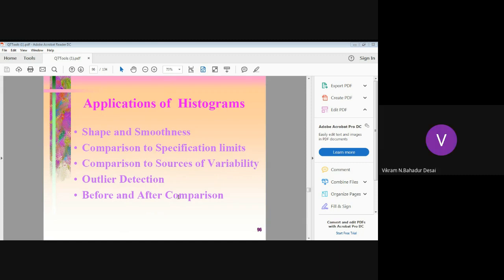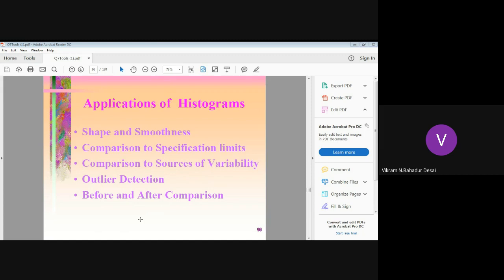So the application of the histogram: comparison of two specification limits, comparison of sources. It will give variability. What are the outliers present? Outlier means sometimes, due to some unforeseen conditions, he will take some 45 minutes, right? So that is detected as an outlier. It is crossing some limit, right? 38 minutes, whatever standard deviation you have assumed. That is what we call an outlier.